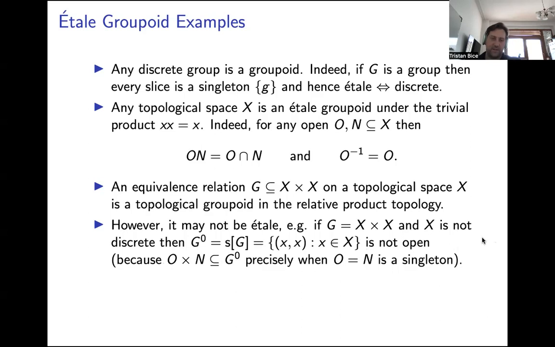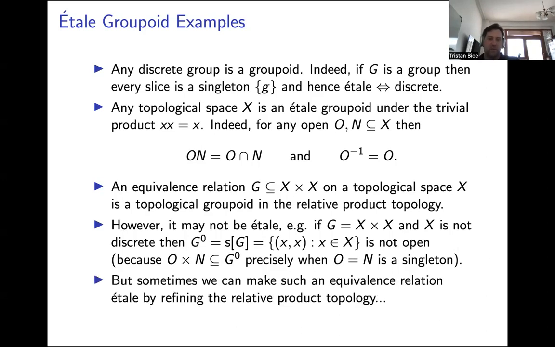So this looks to be a pretty serious issue, especially if you want to use equivalence relations to define Étale groupoids. Turns out it's not quite as fatal as you might think, because often there's a nicer or finer topology around, which is still kind of natural in some sense, and which does end up giving you an Étale groupoid. And I can give you a nice little example of this right now.